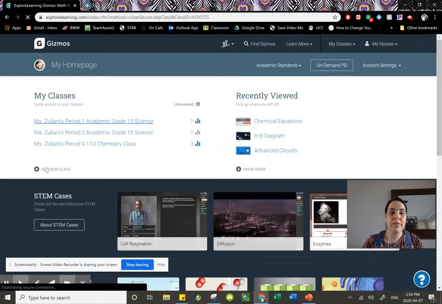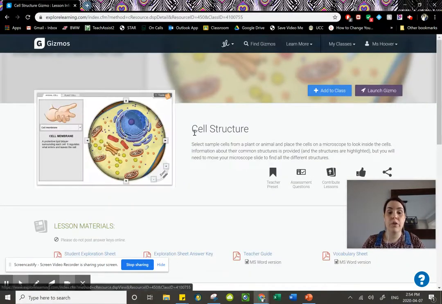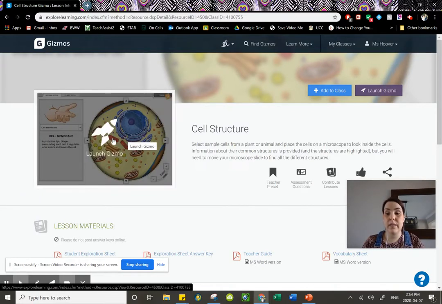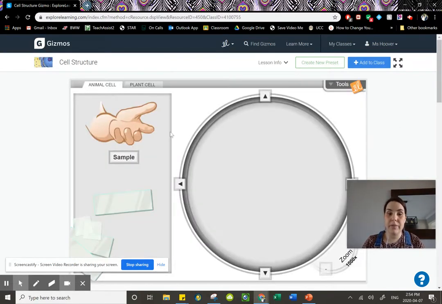When you go to our classroom, you're either in period 1 or period 2, you're going to open the cell structure gizmo and go through this gizmo using the handout also linked for you on our classroom site under lesson 1, activity 1 for this week. So if you click through here, you're going to launch the gizmo and go through the handout that's been provided to you. You'll be able to practice using a microscope to see the difference between animal cells and plant cells, and you'll also be able to classify and identify and see the functions of the different components within the cell.